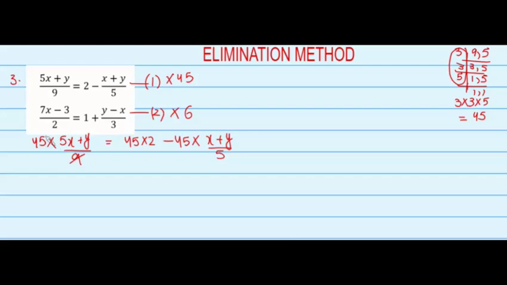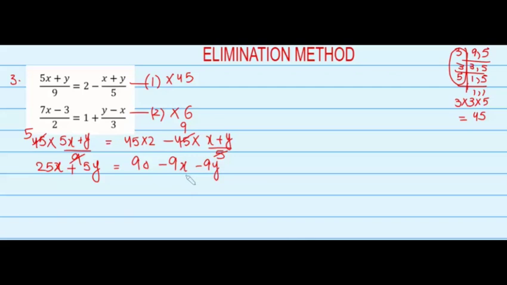So 9 5s are 45, right? And similarly 5 9s are 45. So we're left with 5 times 5x plus 5y, which will be 25x plus 5y, right? 45 times 2 gives you 90. And similarly this is negative 9. Negative 9 will multiply both of the terms x plus y. So we have negative 9x and negative 9y, right? Okay.